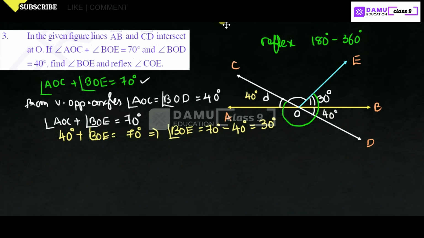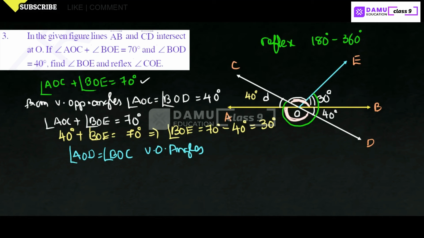In order to find this, we already know BOE, DOE and AOC. Then we have to find the remaining angle, this one. So in order to find this angle, we can find this also. These two angles are vertically opposite angles. So from vertically opposite angles, angle AOD will be equal to angle BOC.